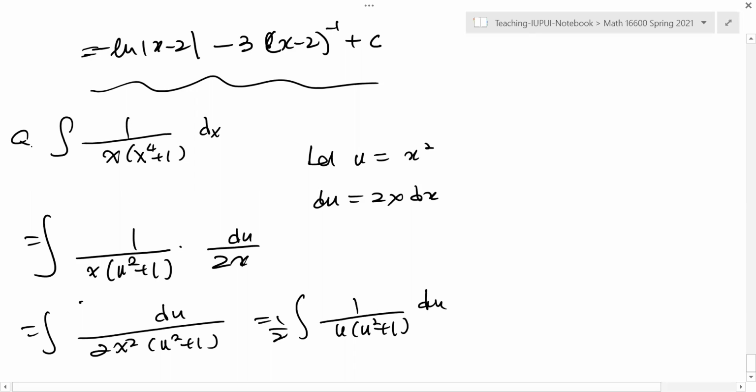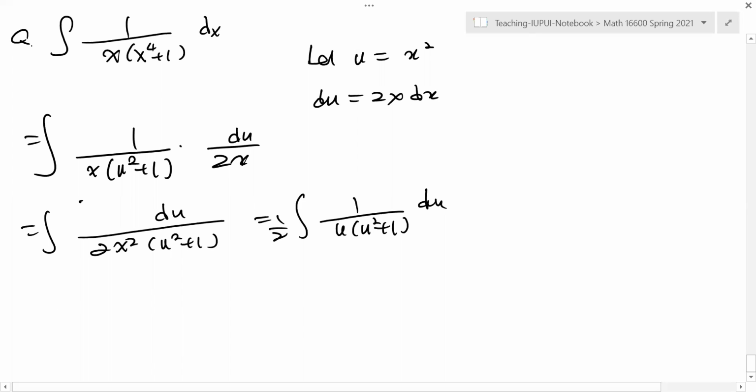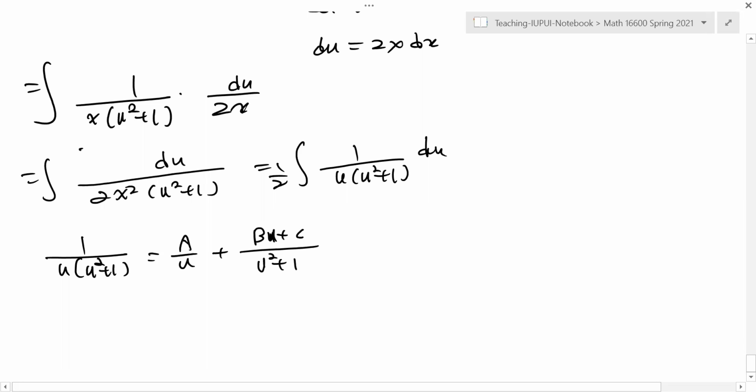All right, so this is a typical rational function. And u squared plus 1 cannot be factored. So u times u squared plus 1. And the book suggests you have here 1 over u, right? It's A over u and 1 over u squared plus 1, yeah, you should be able to get the Bu plus C, and here's u squared plus 1, okay? So it's not easy, yeah, let's just find the decomposition.